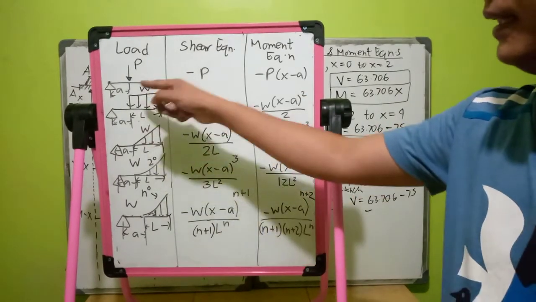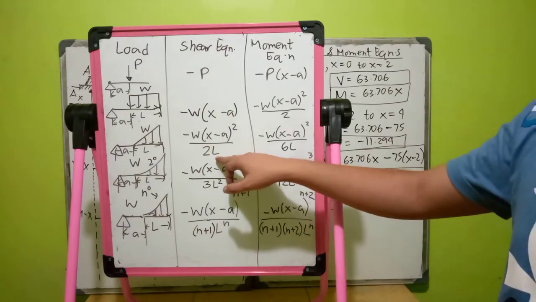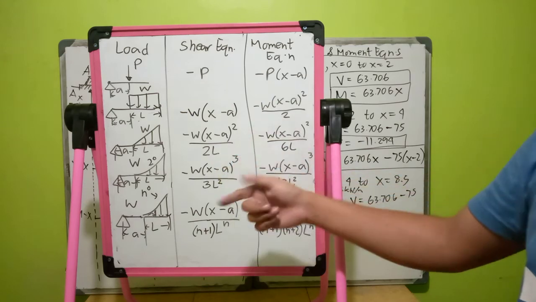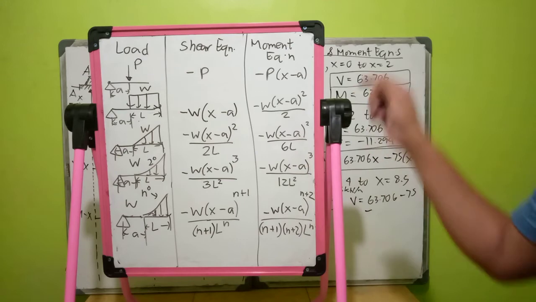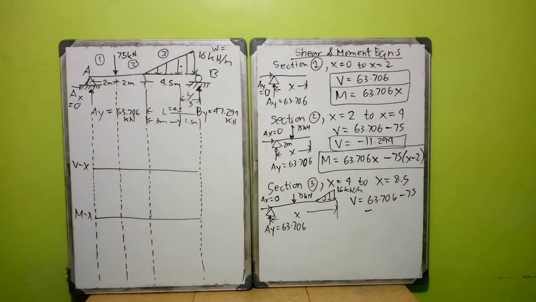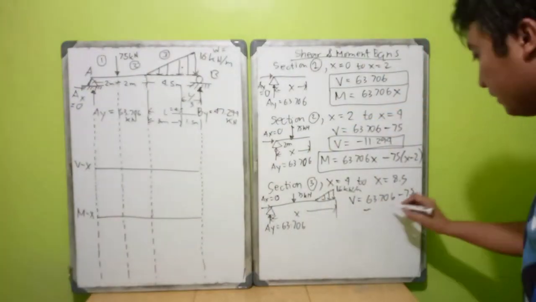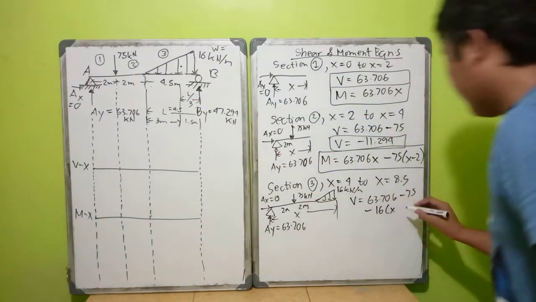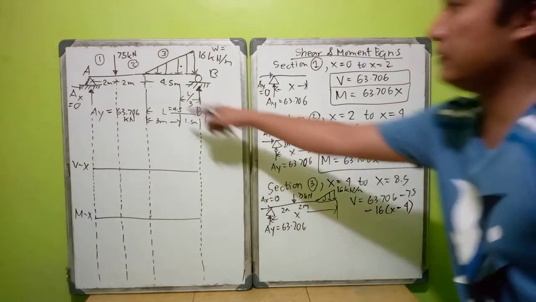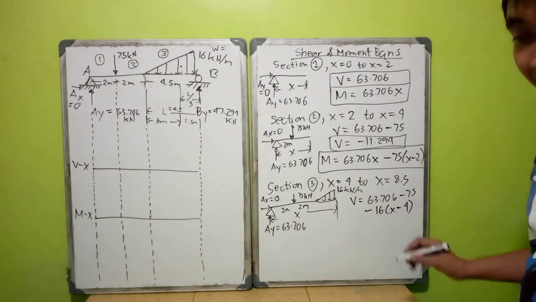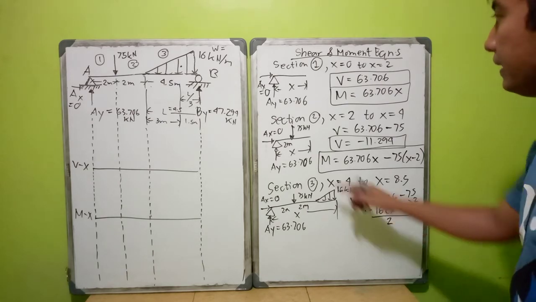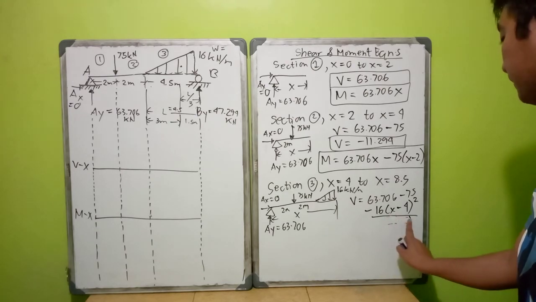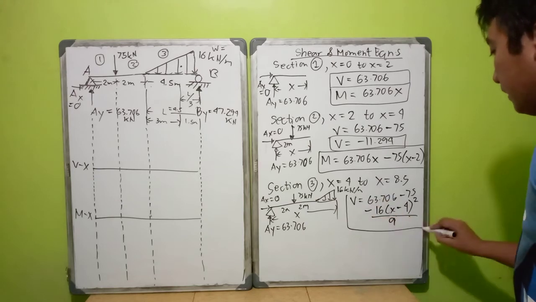So it should be in increasing order. If it's in decreasing order, it's another thing. Your L is the length of your distributed load. Because it's triangular, we use this formula: negative W times x minus a squared over 2L. And for moment, negative W times x minus a cubed over 6L. So we have 16 times x minus a. Your a here is 4, since the beginning of your triangular load is at 4 meters, squared over 2 times the length 4.5, or 9. So this will be our shear equation.